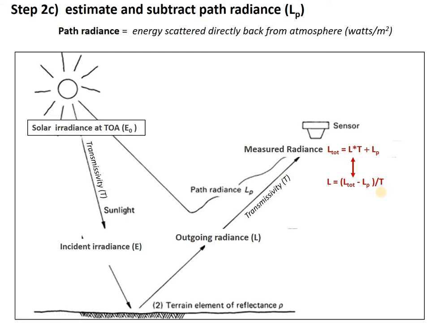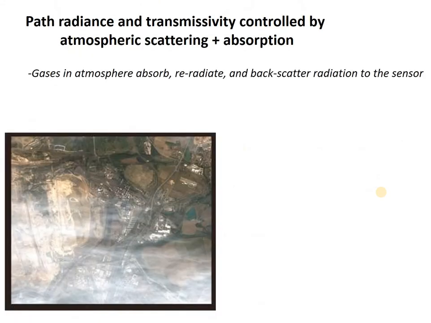So I'll urge you, don't forget to work on your worksheet as needed as we go along. So you might be wondering, how do we get this path radiance number? Where does that come from? Again, there's a few ways we can do this. Some of them involve quite complex atmospheric models, but the simplest way is lovely and simple. It's called dark object subtraction.